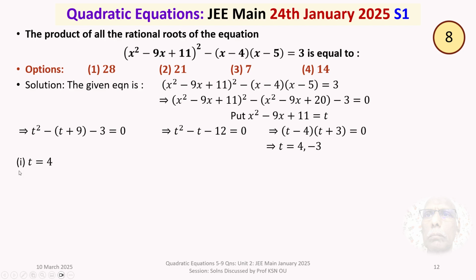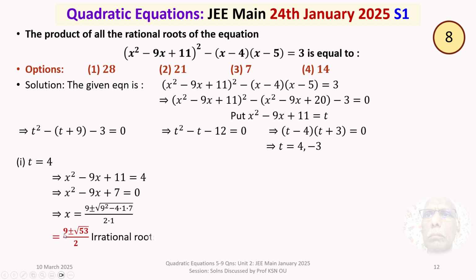Now take the first case. When t is 4, x square minus 9x plus 11 is equal to 4. Simplify. x square minus 9x plus 7 is equal to 0. It's a quadratic equation. The solutions are minus b plus or minus under the square root of b square minus 4ac by 2a. And simplify, you will get 9 plus or minus under the square root of 53 by 2. Root 53 is irrational, and therefore we get irrational roots.